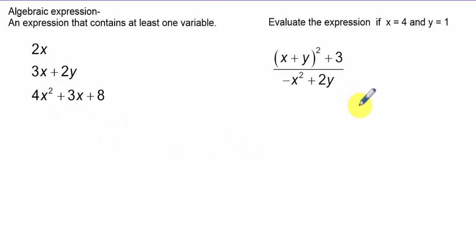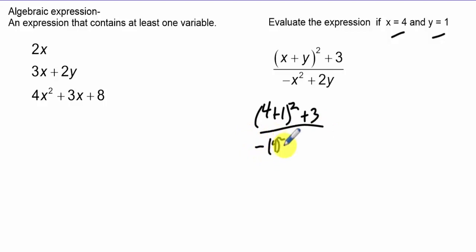If we want to evaluate an expression, it's as simple as substituting each value for each variable. In this case, we've got 4 for the x, we've got 1 for the y, that's going to get squared, plus 3 over negative, x is 4 again. I'm going to put this in parentheses, square it, and 2 times that value of 1. And then we just go ahead and use our order of operations, which we haven't talked about yet, but we'll kind of imply that we've used them. We'll get to them in a minute.